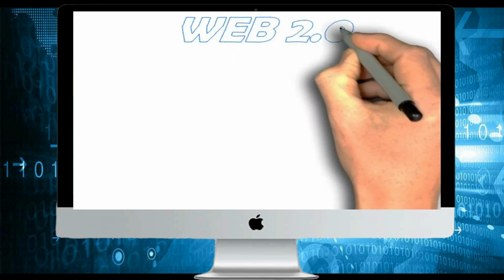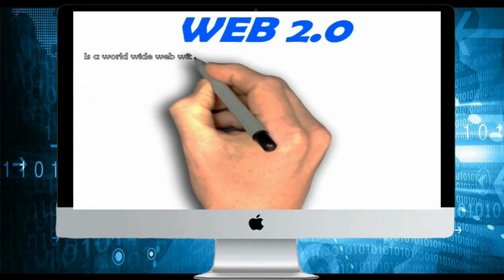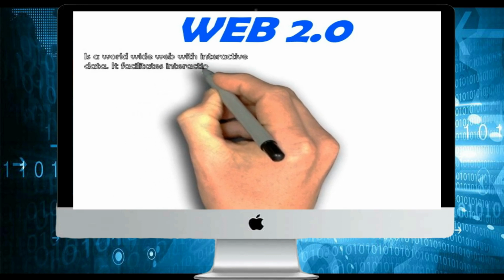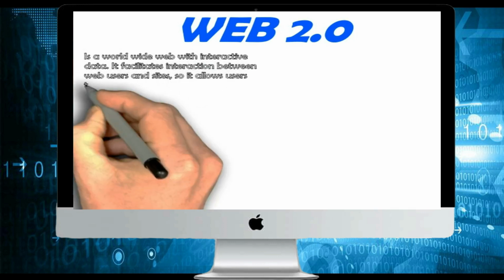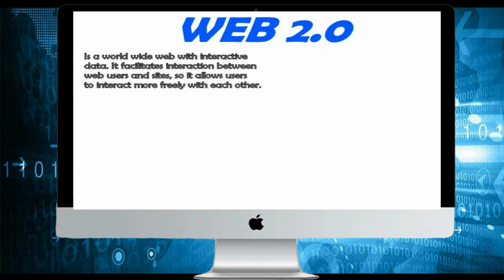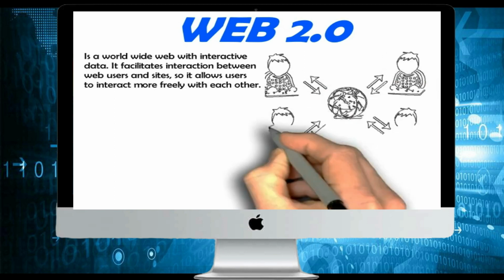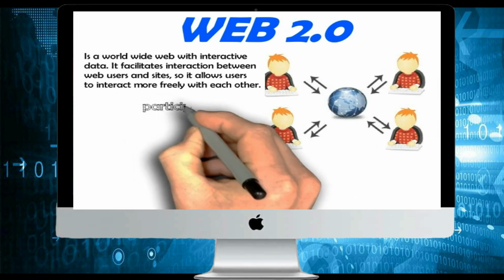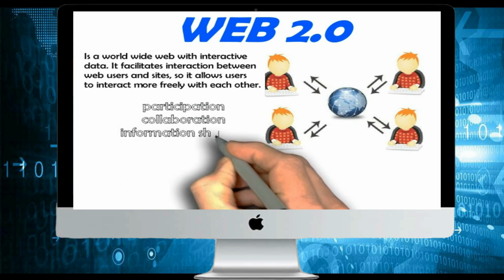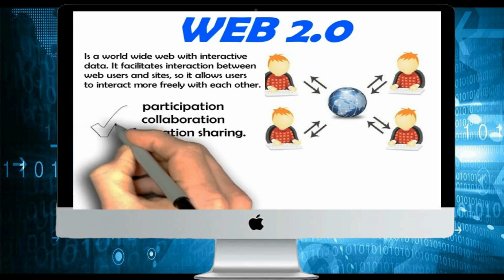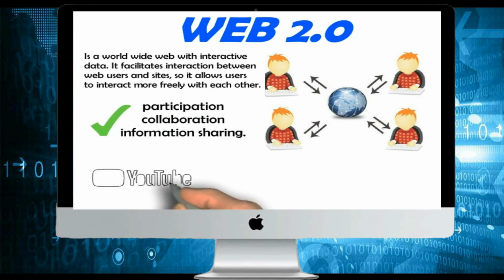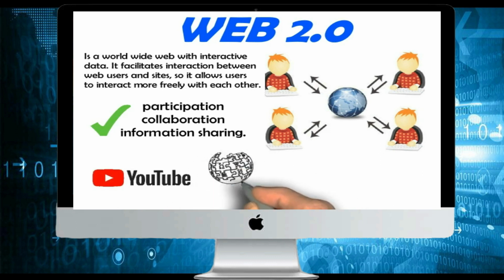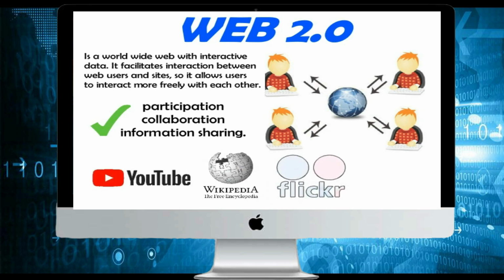Web 2.0 is a World Wide Web with interactive data. It facilitates interaction between web users and the sites. So it allows users to interact more freely with each other. It encourages participation, collaboration, and information sharing. Examples of Web 2.0 applications are YouTube, Wiki, Flickr, Facebook, and so on.